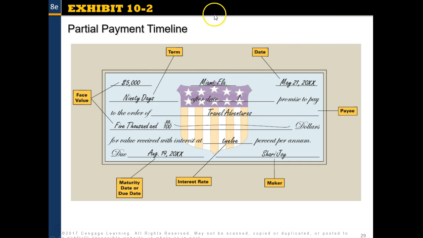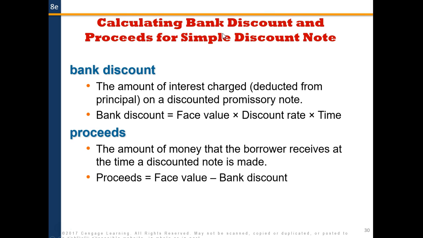So here's an example of a partial payment timeline. You can take a look at this. This is also, of course, in your textbook. So to calculate the bank discount and the proceeds for a simple discount note, the bank discount equals the face value times the discount rate times the time. And then the proceeds is calculated as the face value minus the bank discount.